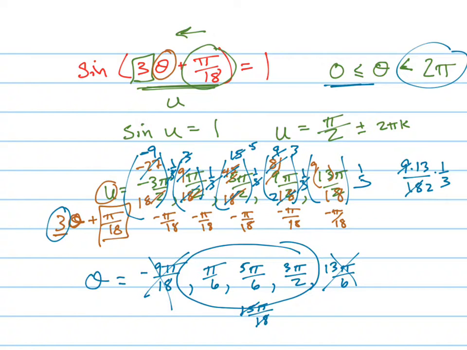Now, the other way you could have done it, like I said, may have been easier in this case, is to find your first answer of pi over 6 and then just add the period to it. Your period, because there's a 3 right here, is 2 pi over 3, which is like 4 pi over 6. So you could have just done 4 pi over 6 times k.